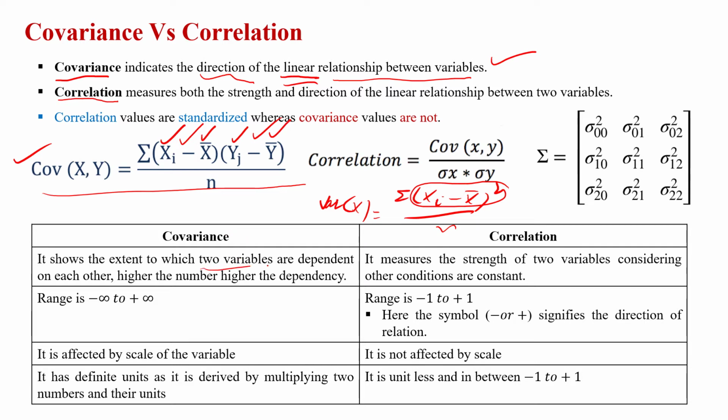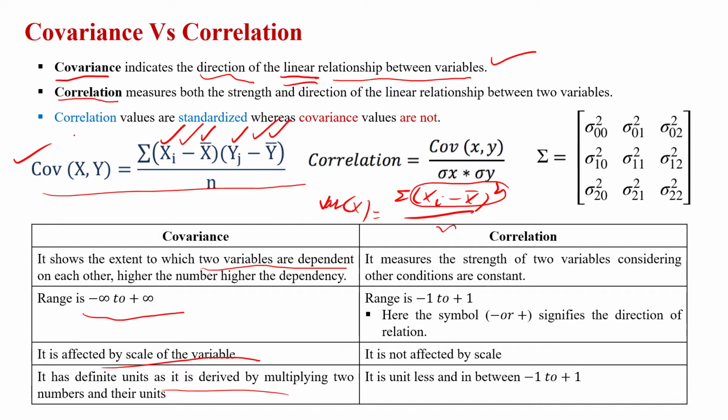When we calculate the covariance, it is basically measuring how the two variables depend on each other. The higher the number, the higher the dependency on each other. The covariance can range from minus infinity to positive infinity, and it is also scale dependent. Depending upon the scale of x and y, we multiply those variables and that determines the scale of the covariance.